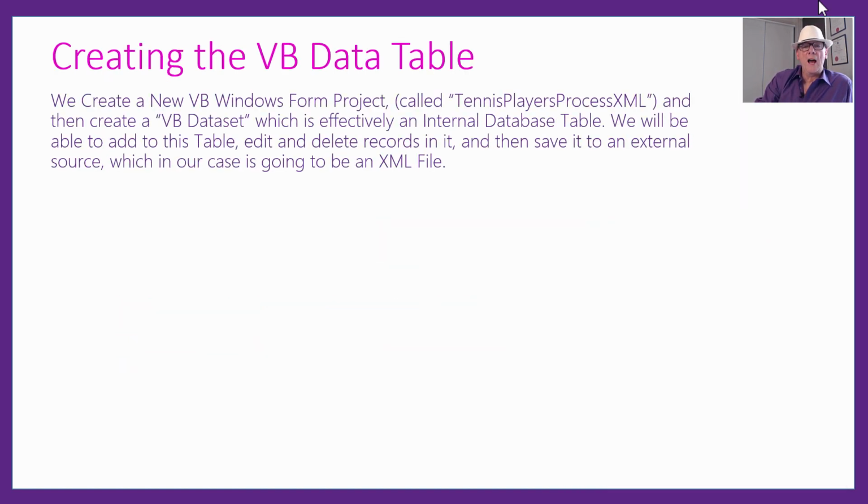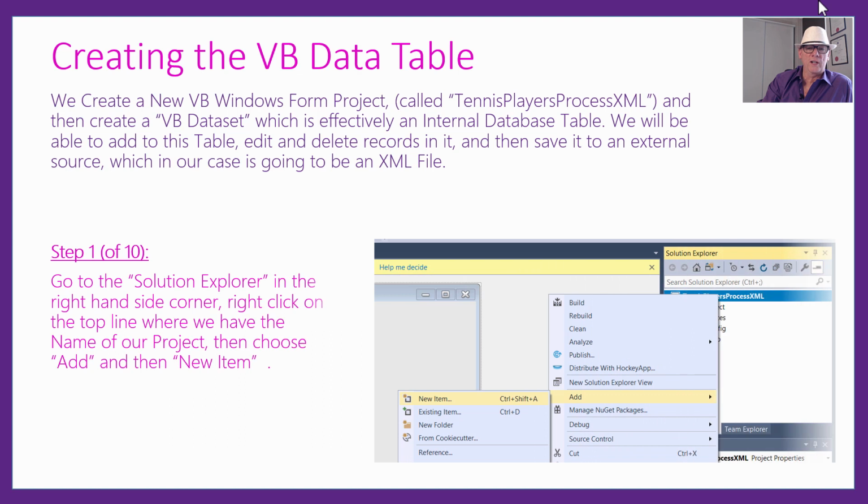Now, this is a new VB project you need to make. So in Visual Studio, File, New Project. We just called ours Tennis Players Process XML. And then we need to create a VB dataset, and this is going to be our internal database. So it's not like setting up an array or anything in memory. It's actually setting up this kind of virtual database in program memory that the program can use to store data as we enter it. So this is a 10-step process, so it takes a while. So let's get started with it.